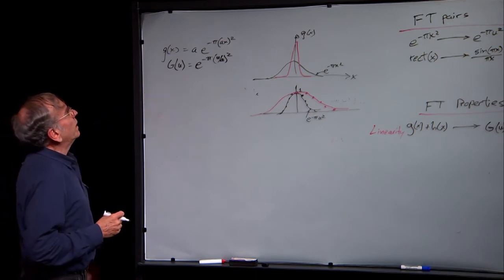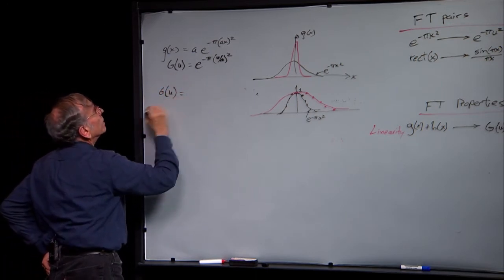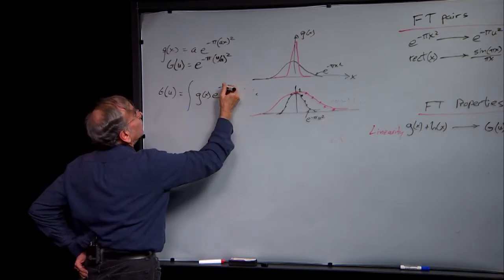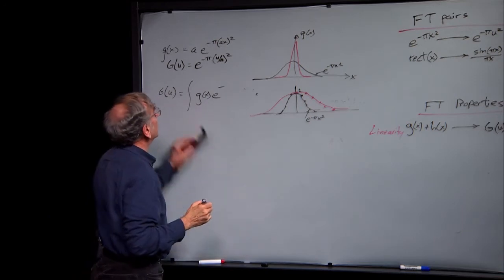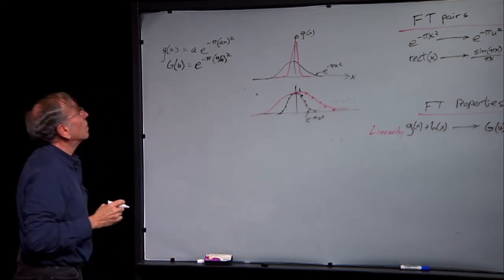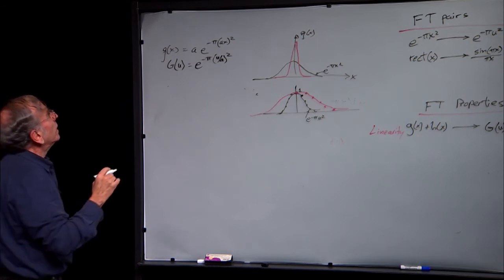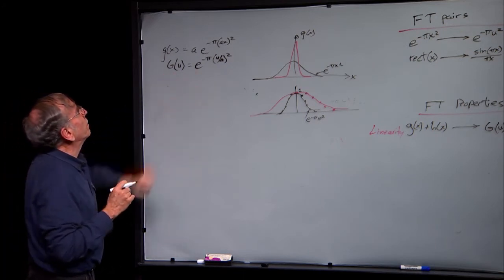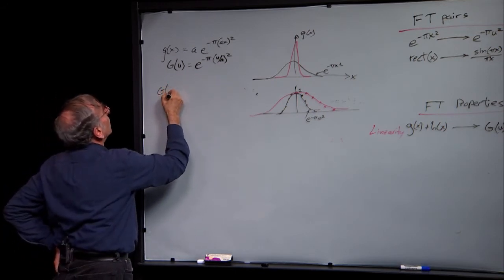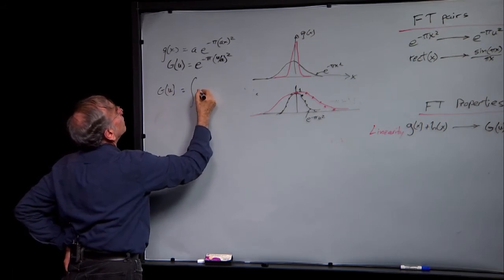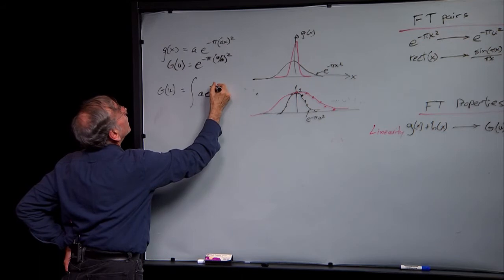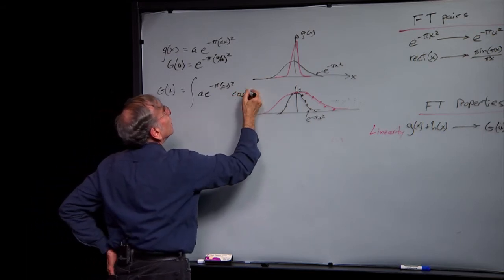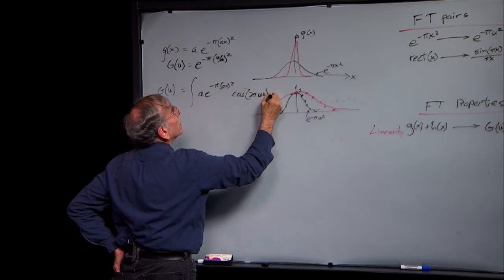So let's go ahead and derive this. Let's figure out where this formula comes from. g of u, we know, is going to be this integral of g of x, a e to the minus pi ax quantity squared times cosine of 2 pi u x dx.